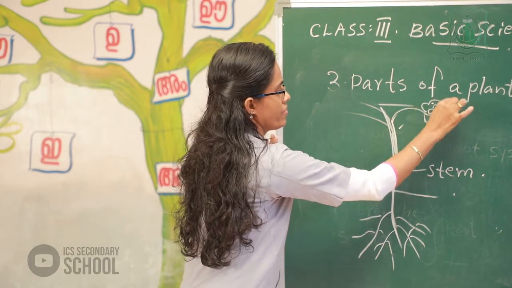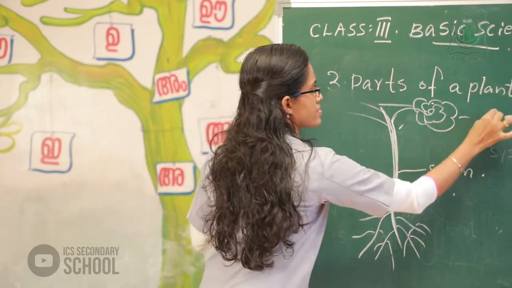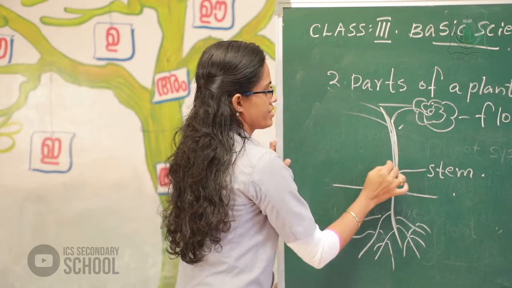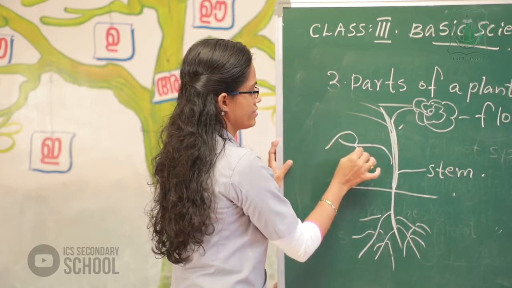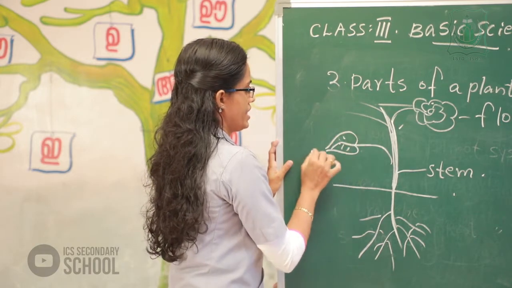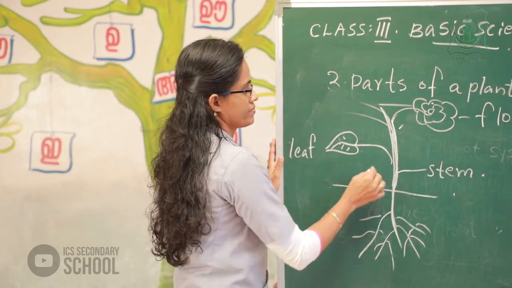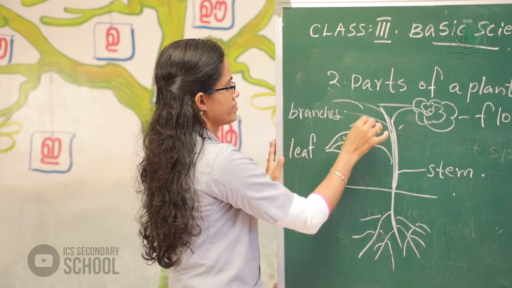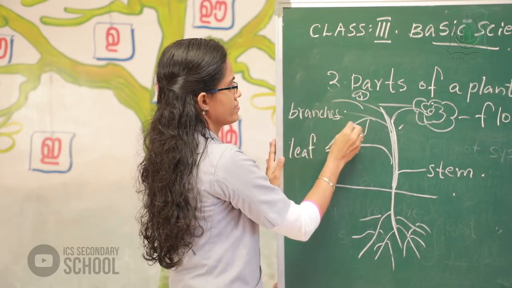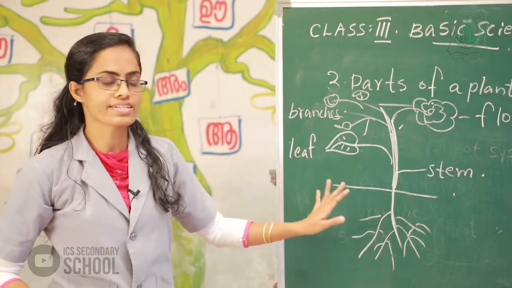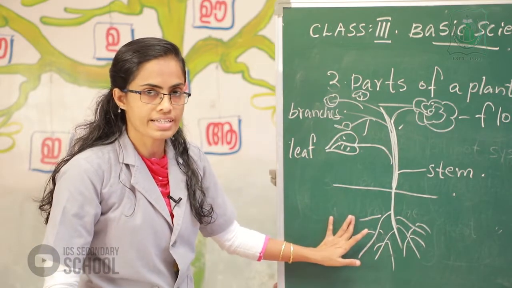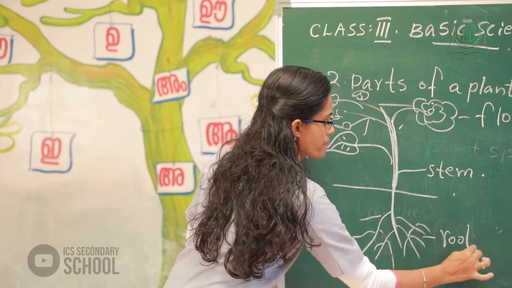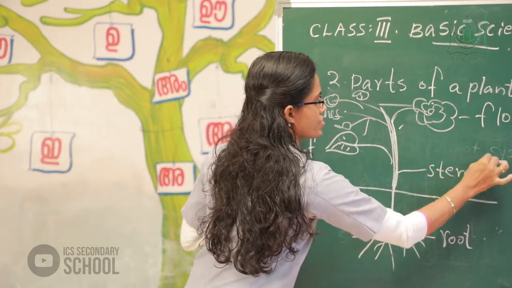Please listen, shoot system consists of flowers, leaf and branches. Look at this. The plant has two parts, that is root system and shoot system.